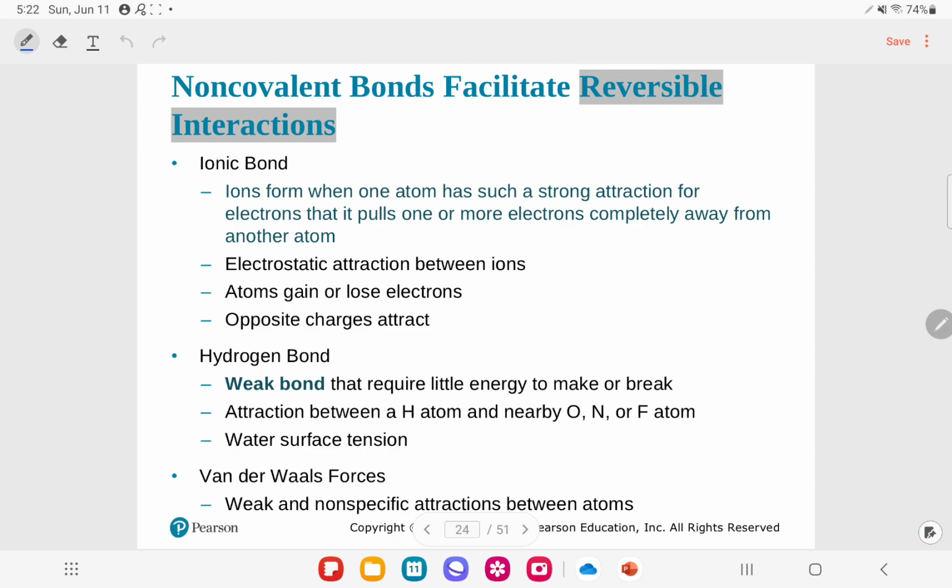And this creates that electron attraction between these ions, right? And in these ionic bonds, atoms will either gain or lose electrons, right? And we also have to remember that opposite charges will attract.